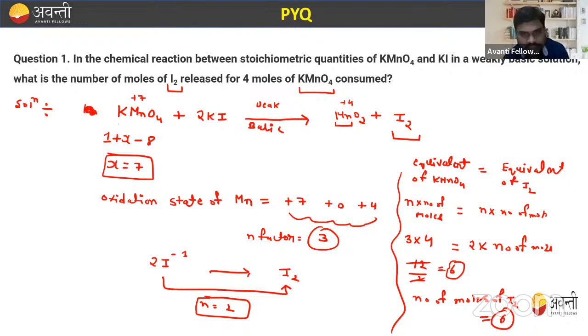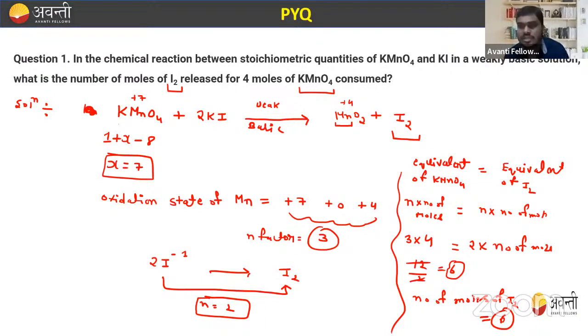So this is a very simple question, and this is a PYQ question that generally came in your previous year Advanced paper. For this question, we use the equivalent concept, and by using this concept we are able to solve it. Basically, in this question, you have to find the number of moles of I2 released when 4 moles of KMnO4 is reacted. By doing this, you can calculate the number of moles required when 4 moles of KMnO4 are consumed. So the correct answer for this question is 6.